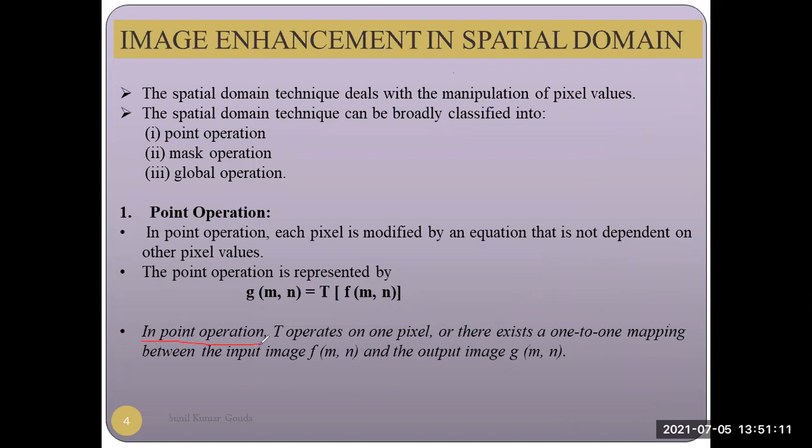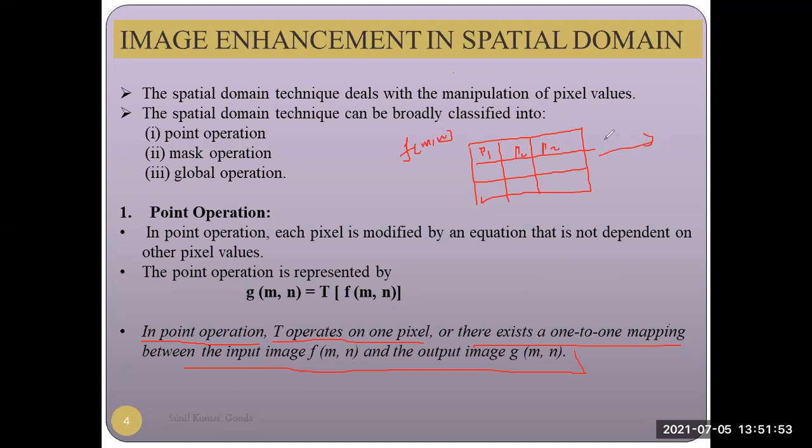In point operation, that means if I'm talking about point-to-point transformation, the T operator operates on one pixel, or there exists a one-to-one mapping between the input image f of mn and the output image g of mn. If this is my input image f of mn, and you take some pixels, as we explained in the earlier example, p1, p2, p3.